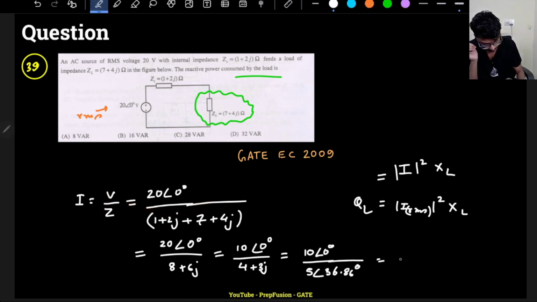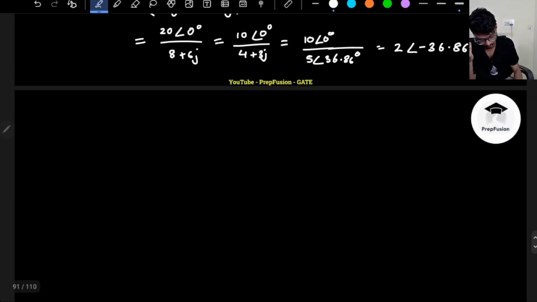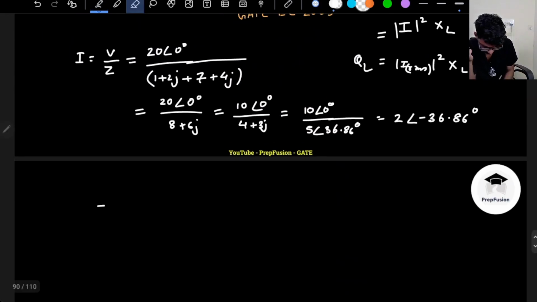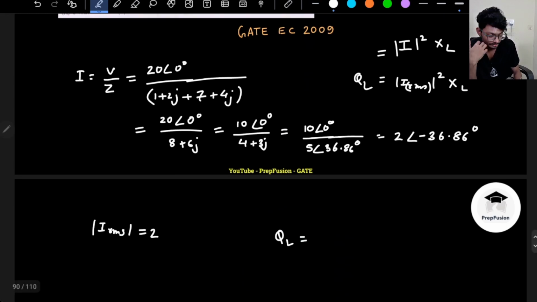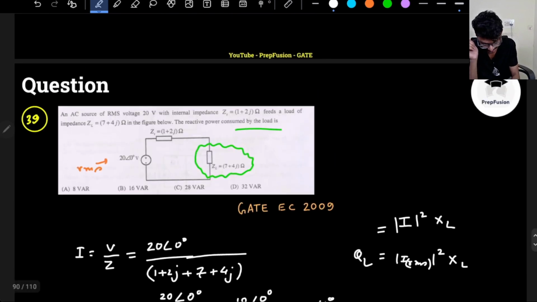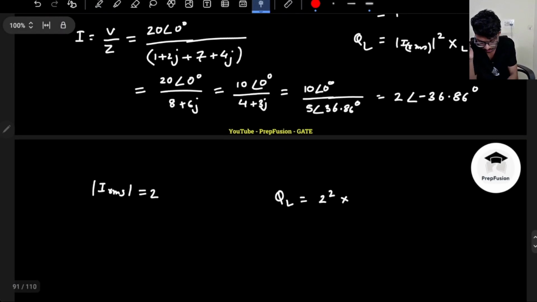So here, this will be 2 angle 36.86. Okay. So now from here I can directly write the RMS value, IRMS equals 2. Magnitude of IRMS is 2. So my load will be what? Reactive power consumed by the load will be magnitude of IRMS whole square, that is 2 square into XL. What is XL? Value of XL is plus 4, right? So it will be plus 4 basically.